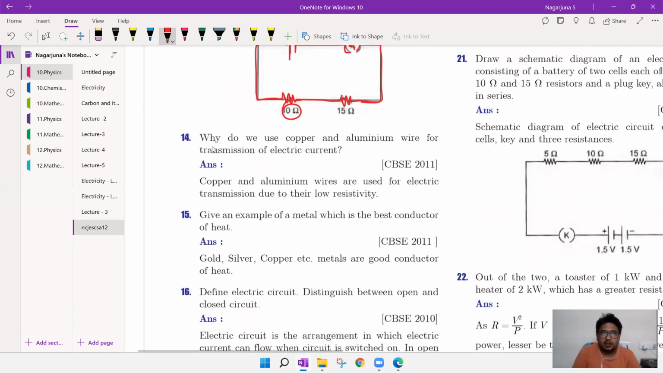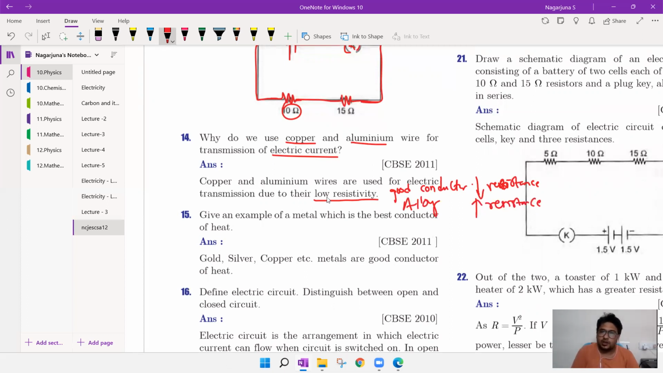14th, again in 2011: why do we use copper and aluminum wire for transmission of electric current? Simple, many conditions you can write. Copper and aluminum wires are used for electric transmission due to their low resistivity, because a good conductor will have the least resistance. Try to understand, a good conductor will have the least resistance value. A resistor alloy will have more resistance, high resistance. So only because of low resistivity, we are using copper and aluminum.